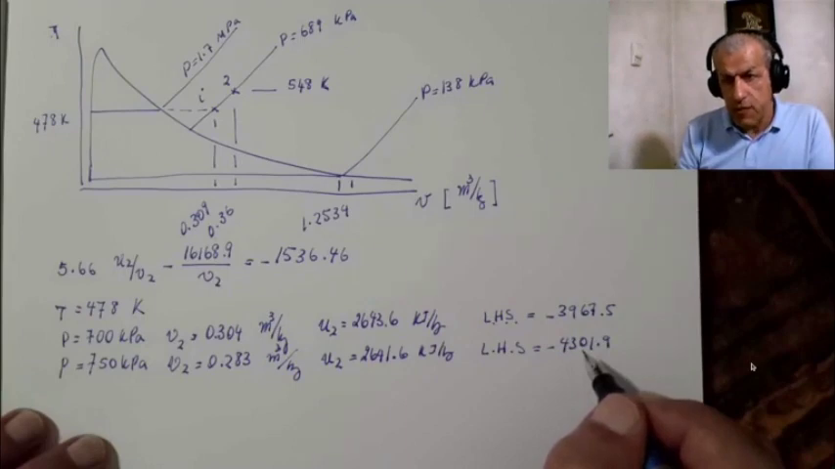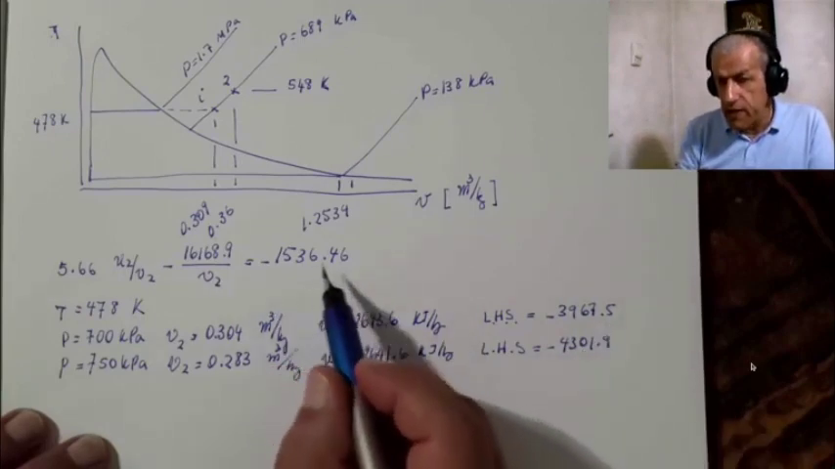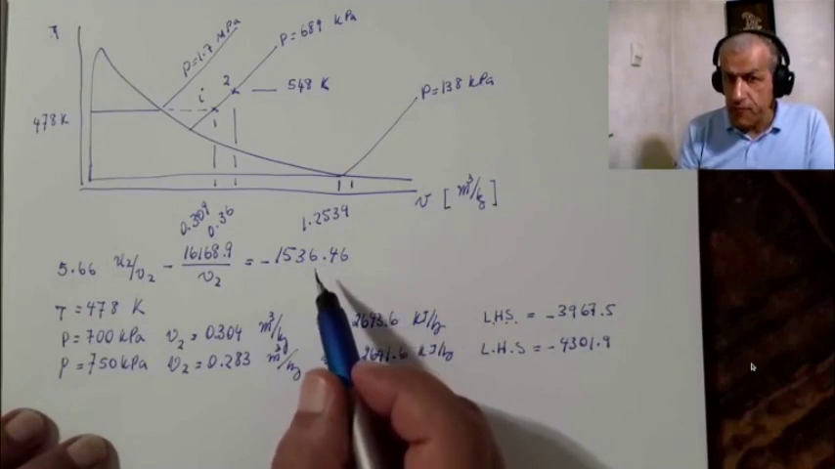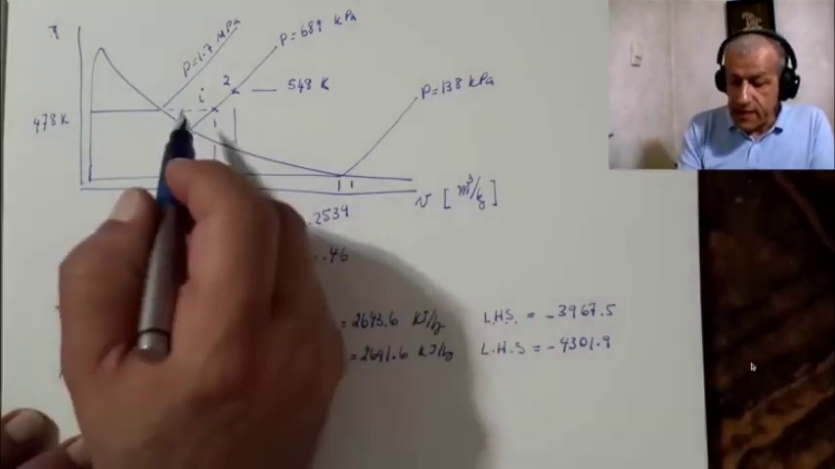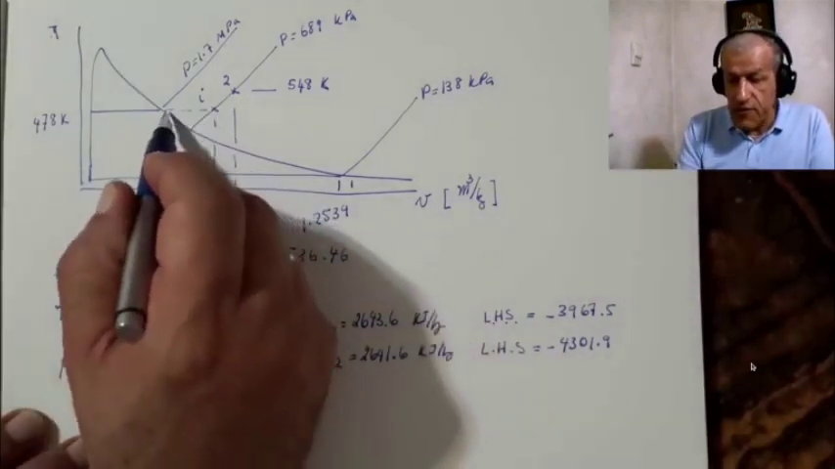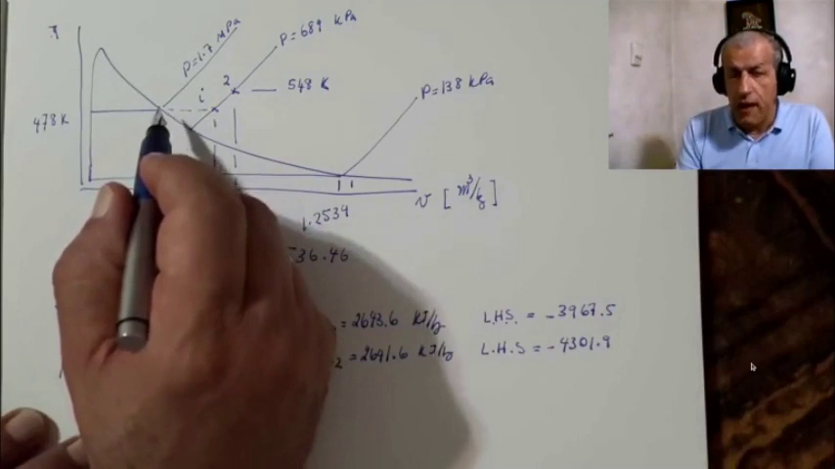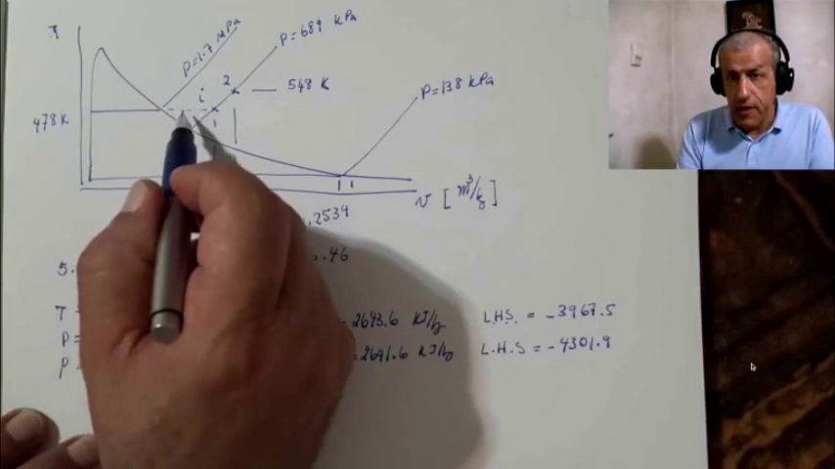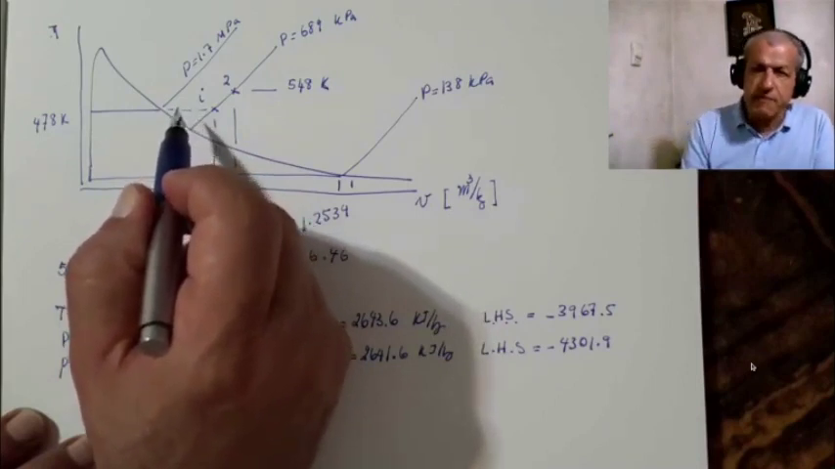What does this mean? We are going farther away from 1536.46. It means that as we go further away from here, it will be more and more impossible to have an adiabatic process which ends up here. And that's not far from expected.